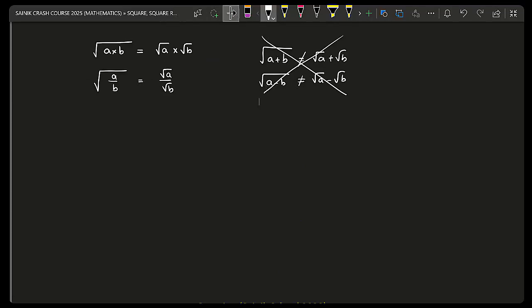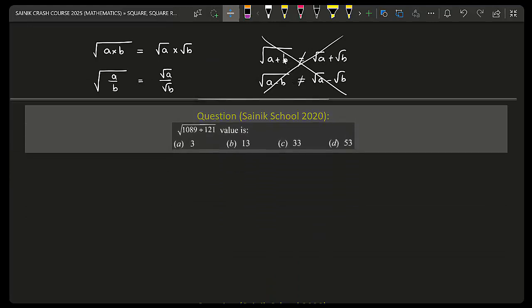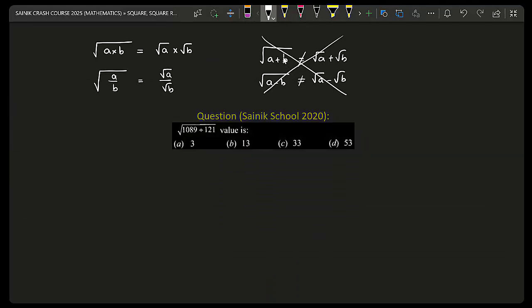So based on this, we got a question here. All of you can try this now. Square root of 1089 divided by 121.